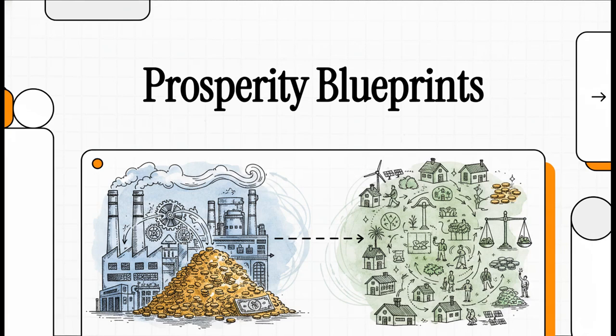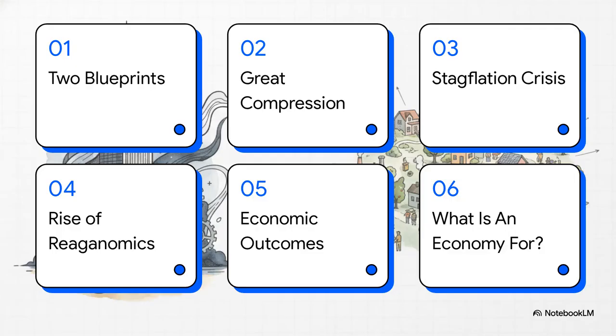If you're a focused learner looking to truly understand how our modern wealth was built, you're in the exact right place. Today, we're diving into an explainer mapping out the two most influential economic blueprints in modern American history. These are the two competing models that have completely shaped how we work, earn, and live today. Let's jump right in. Here's our roadmap.